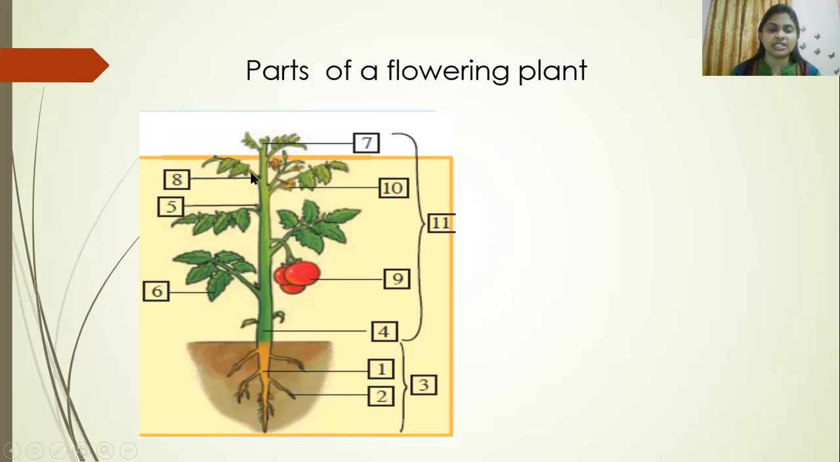What is number 8? These are some branches, right? Number 9, these are fruits. It looks like a tomato plant, right? Number 9 is a fruit. Number 10, flowers. Number 11, we commonly call all these things which are found above the surface of the soil the shoot system. Number 3 is root system. Number 11 is shoot system.